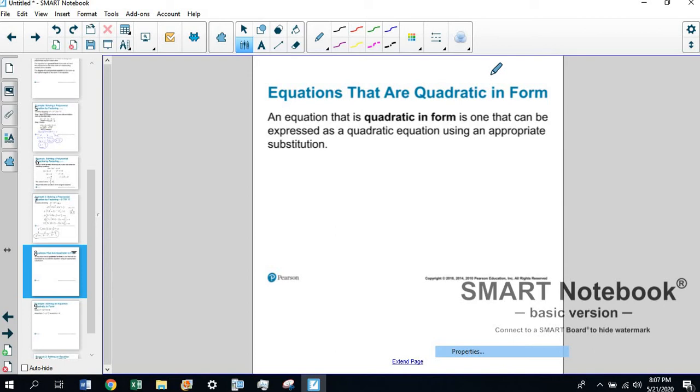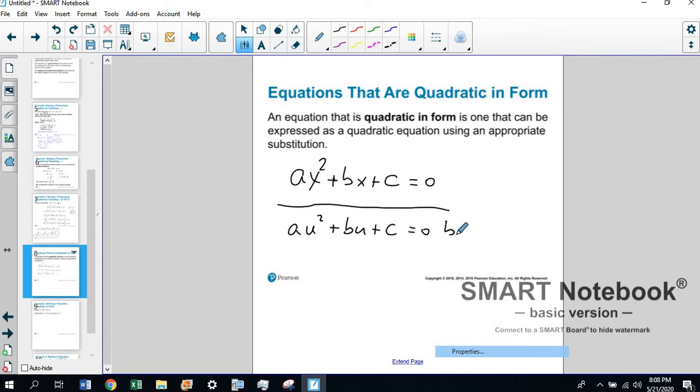In other words, how does a quadratic look? A quadratic looks like ax squared plus bx plus c equal to 0. And so what does quadratic form look like? That means it looks like au squared plus bu plus c, but u may be a function of x. Okay? So it's anything where the power here is twice as much as the power here, and then there's a constant. Okay, let me show you what I mean by that.